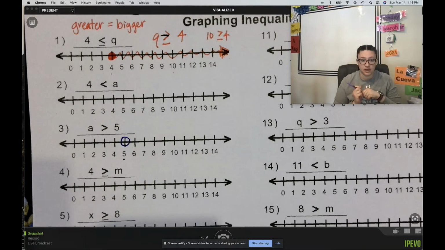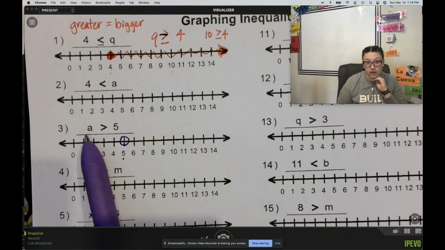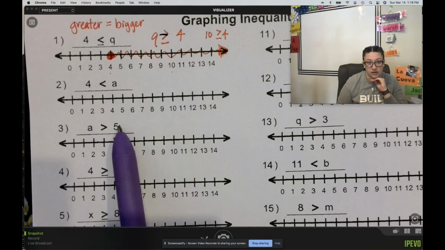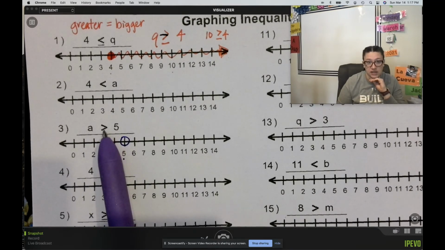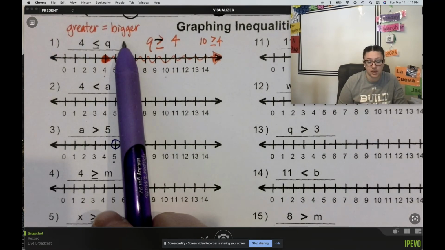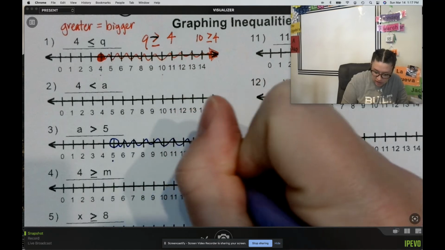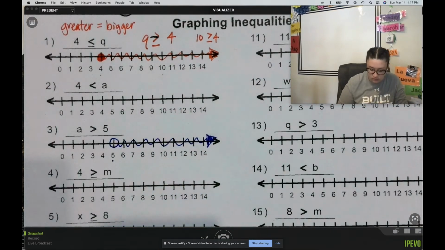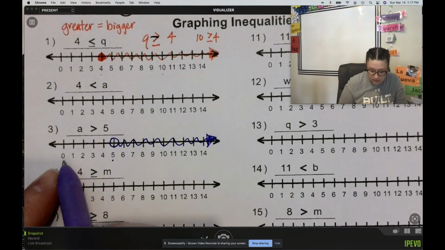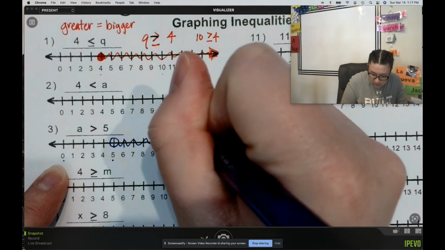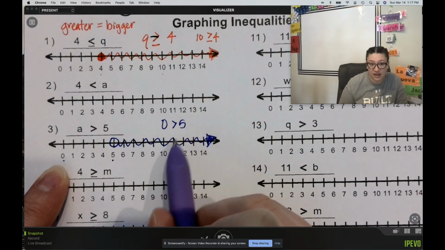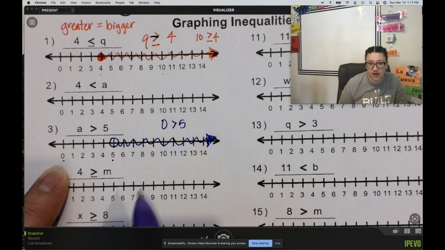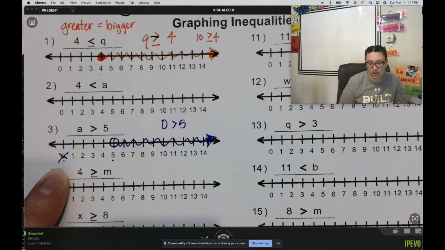And now I want to think, am I going to shade to the left or to the right? This one's already written with the variable first. A is greater than 5. Greater than means bigger than. So hopefully you guys said that you should shade to the right. Again, you can also substitute a number in there. 0 is pretty easy to substitute in. Is 0 greater than 5? Is 0 bigger than 5? So that should not be part of my answer.